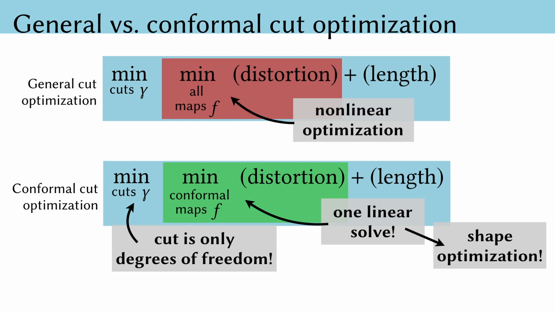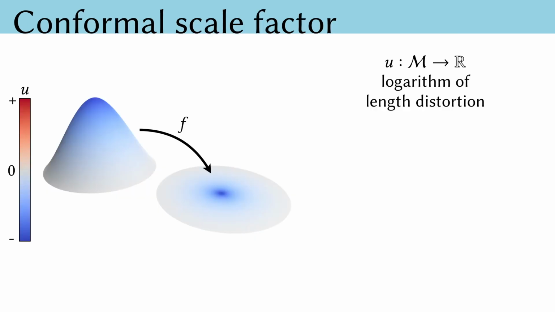And of course, at the end of the day, once we found these cuts, they're useful for any kind of parameterization or more general task, not just conformal mapping. What we're doing here is just leveraging conformal theory in order to efficiently optimize for the cut.